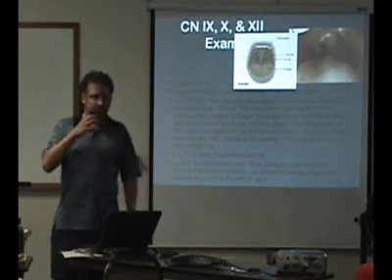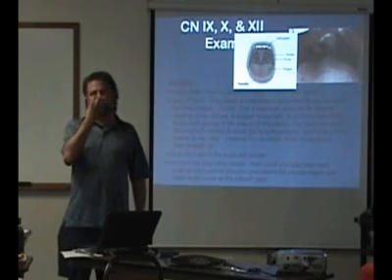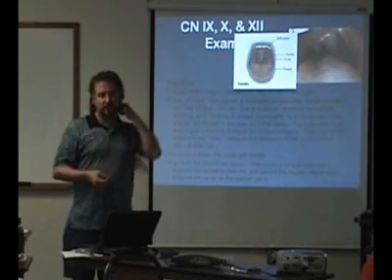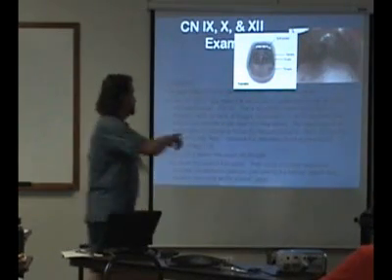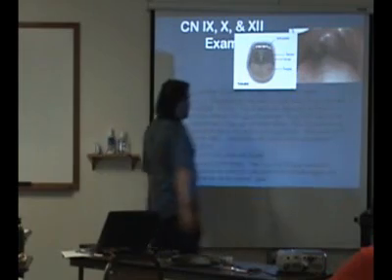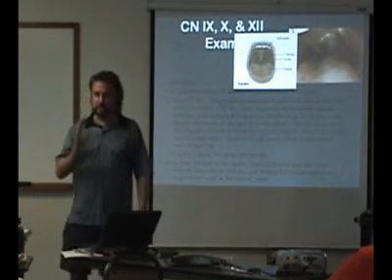And then the vagus nerve is going to do motor to the muscles of the pharynx and the larynx. So if you have a problem with that, then the uvula, which is the little part that hangs down here, is going to deviate to one side if you have problems on one side of the vagus nerve.